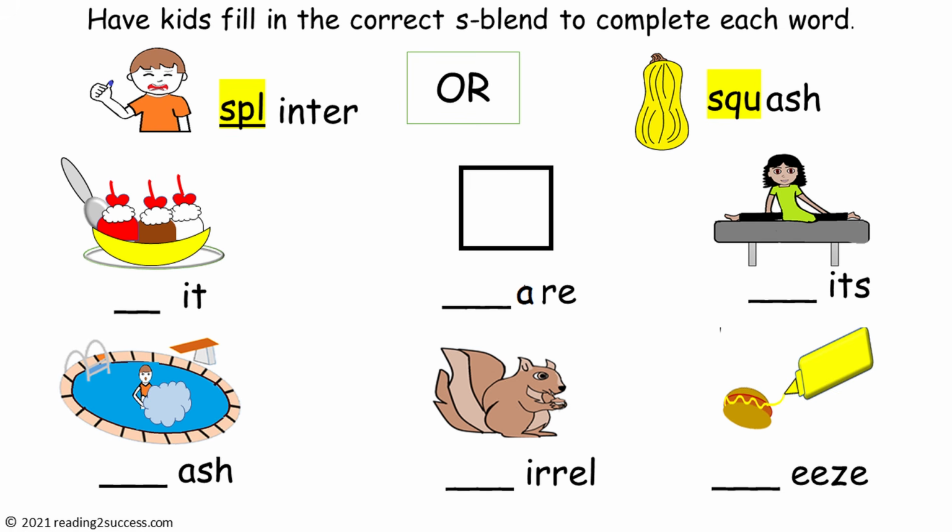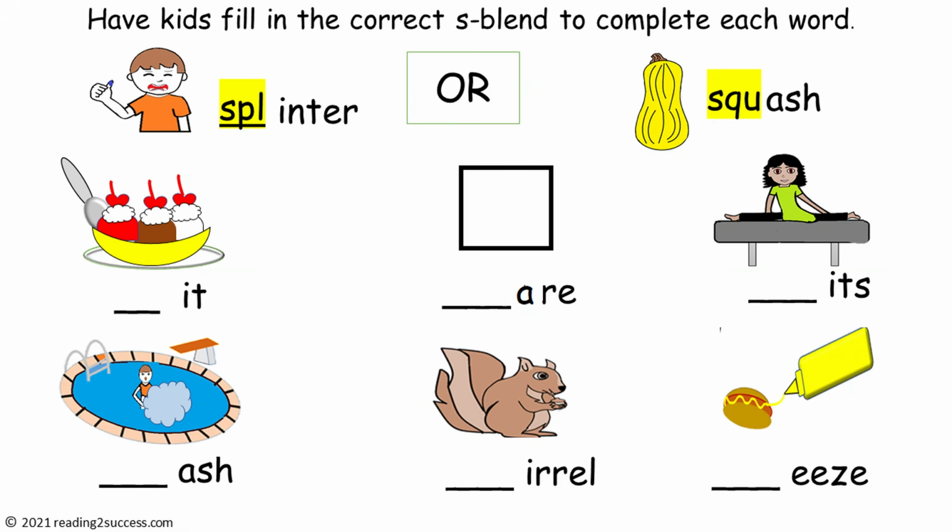And now introduce kids to our last two S-blends that have three letters. They are the SPL blend and the SQU blend. And we're going to have kids determine the correct blend to write in each space to complete the word. But before you start, go over the words with kids so they know what they are.